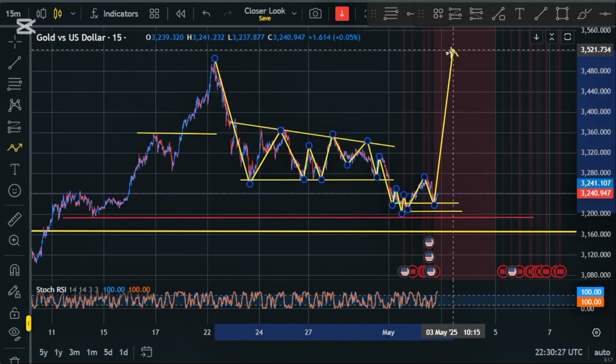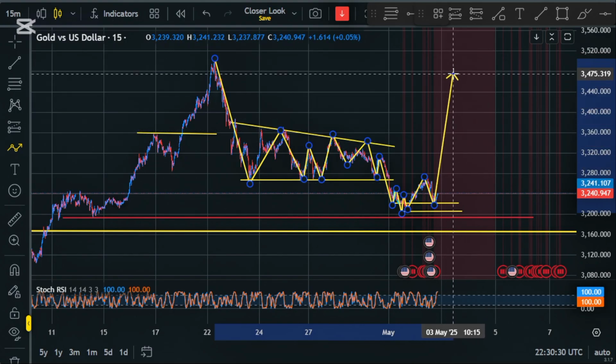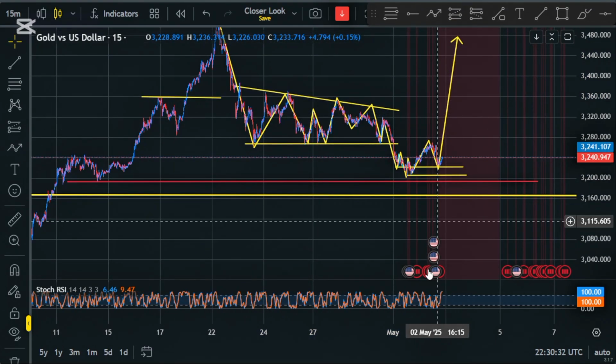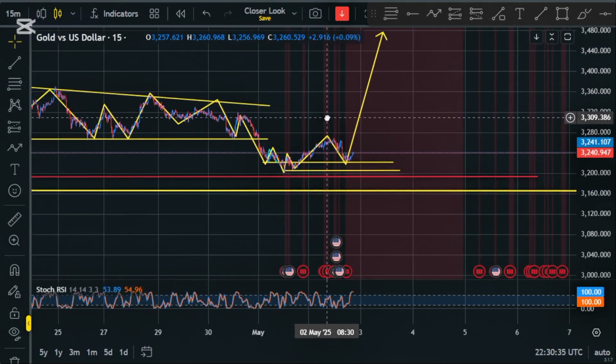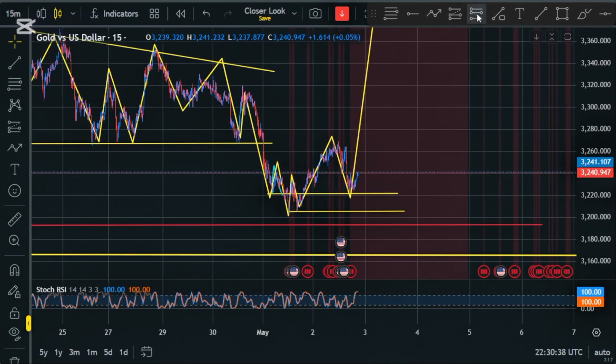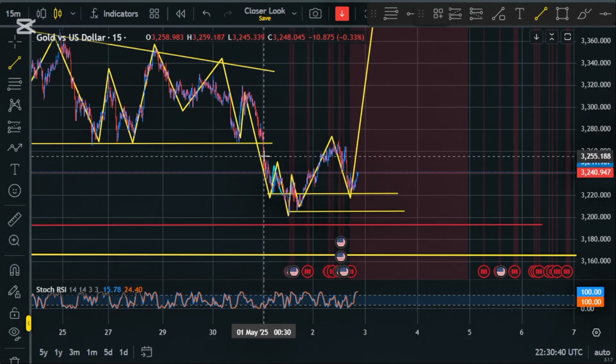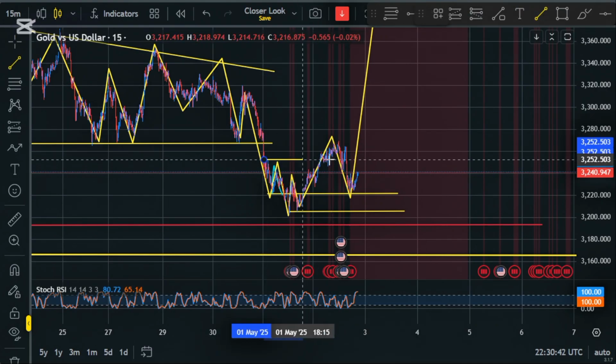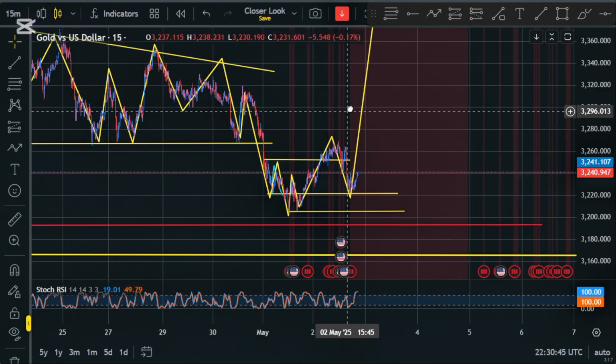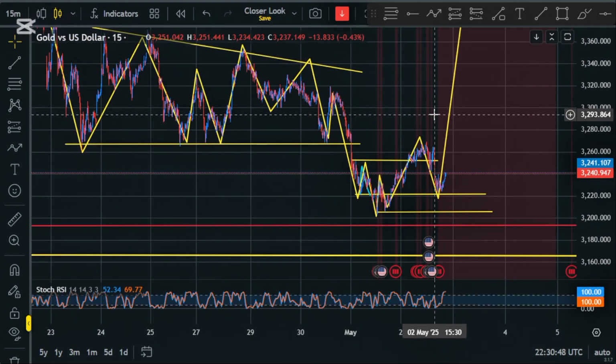And my targets as usual are within this range, so I'm not too greedy. Don't forget that over here we already have a break of structure. This is a break of structure. So basically, this is what gold is currently printing, and this is the information gold is giving to me right now.